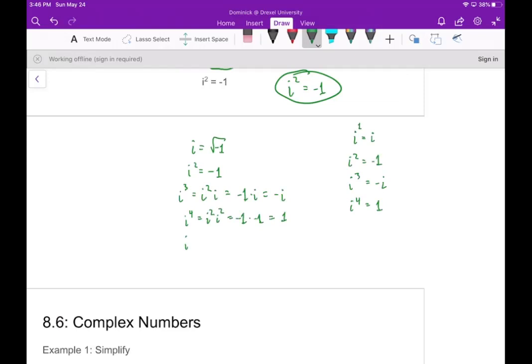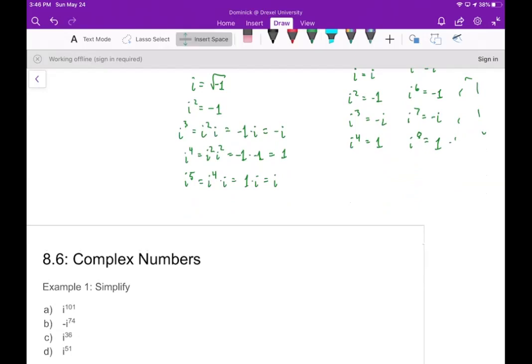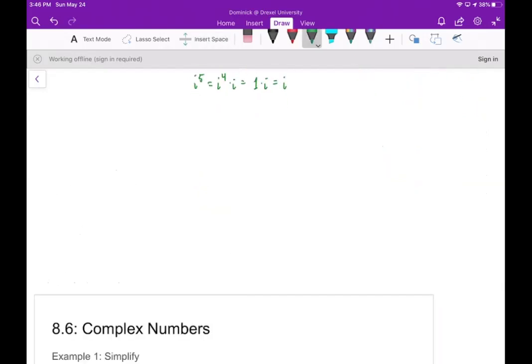Well, now what happens if you do i to the fifth? This is i to the fourth times i, and that's just 1 times i, which is i. So i to the fifth is also i. And you can imagine that this is just going to keep repeating, cycling around and repeating again. So essentially what we can now say is that if we have i to any power we can think of, we basically have 4 possibilities.